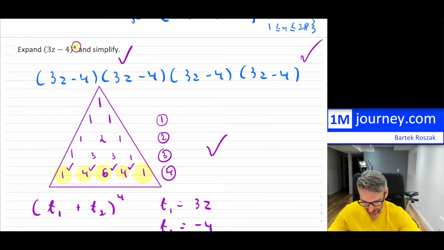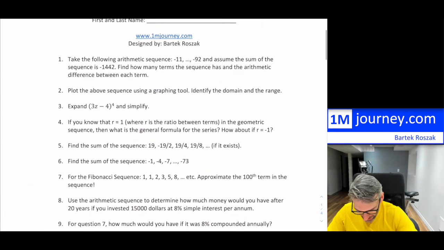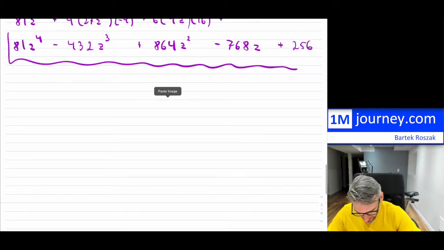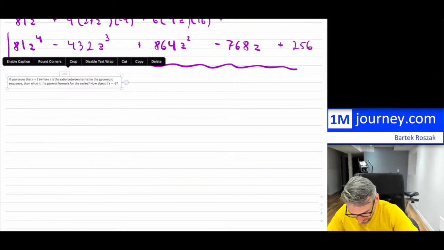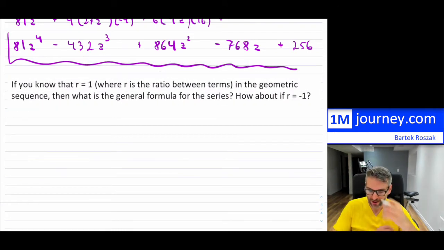Okay, let's take a look at another question. So question number 4. Okay, so we have this. Let's see what they ask us here. If you know that r is equal to 1, where r is the ratio between terms in the geometric sequence, then what is the general formula for the series? How about if r is equal to negative 1?